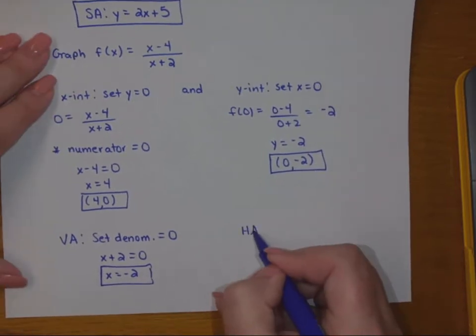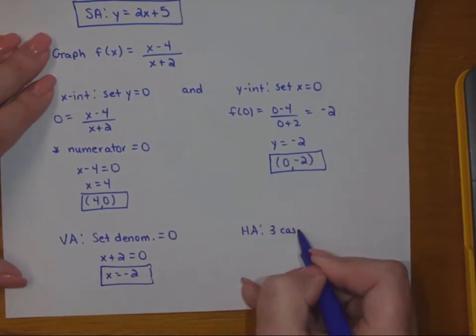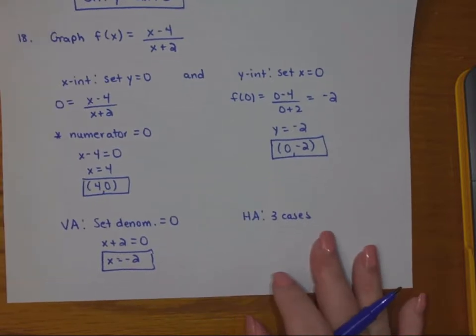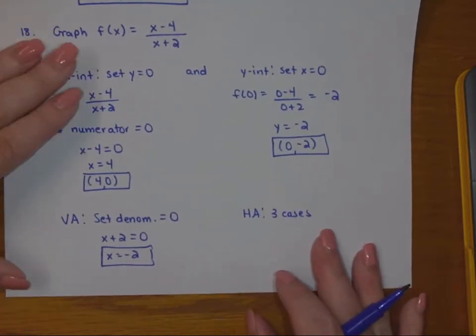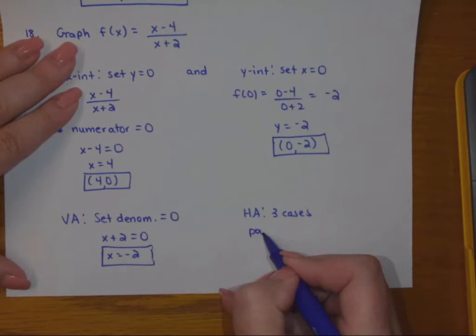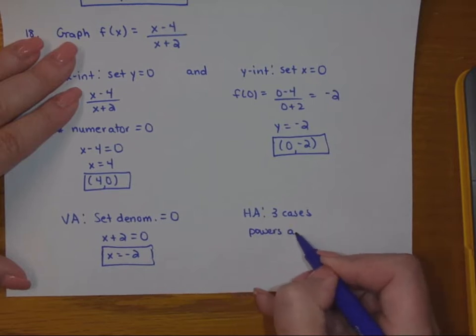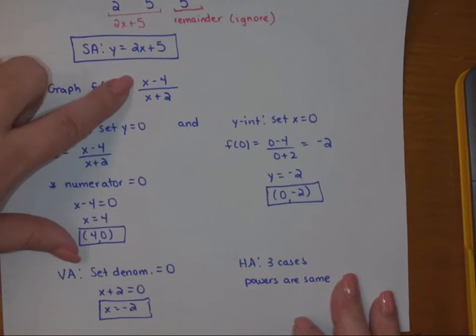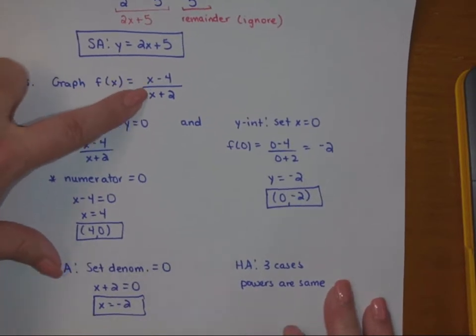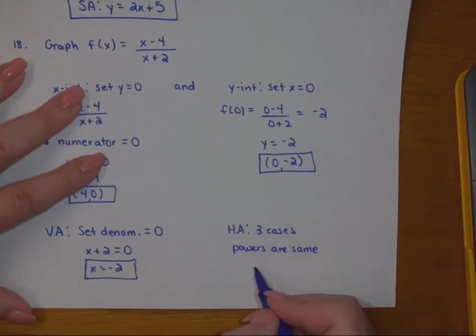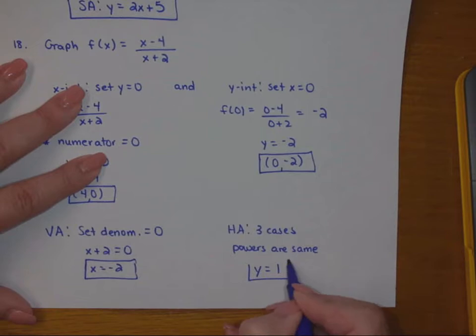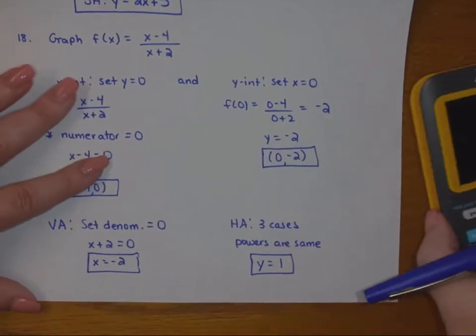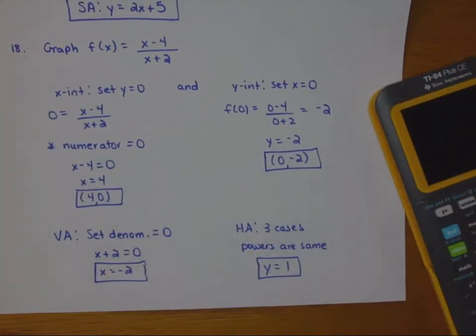And then for the horizontal asymptote, remember this is the 3 cases thing. We just worked on that on number 16. So notice that the powers are the same. So we just pull the leading coefficient of the top over the bottom. Notice that the understood number on both is 1, so it's just going to be y equals 1. Okay, so now the point is to put all of that together and kind of see what the graph looks like.